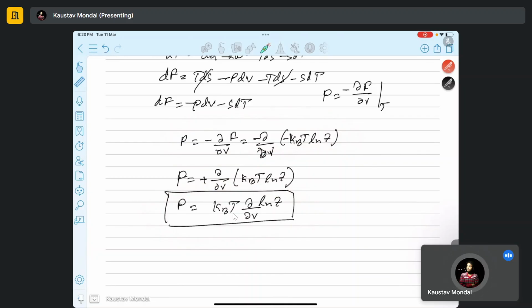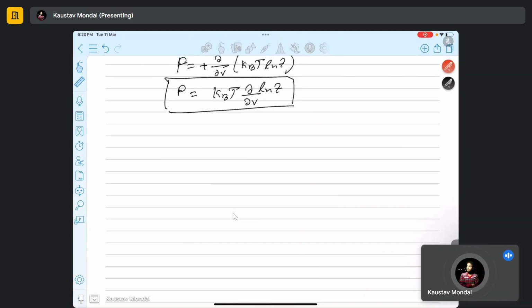So how can we use that? In the problem, what is mentioned? The partition function is given as this. Z equal to, in the problem it is written as Q anyway, but I can use our own notation. Z is this, so now ln Z.